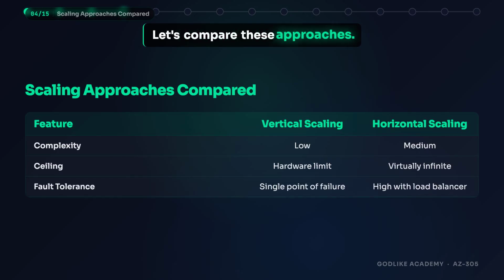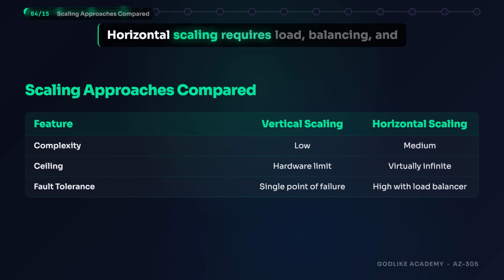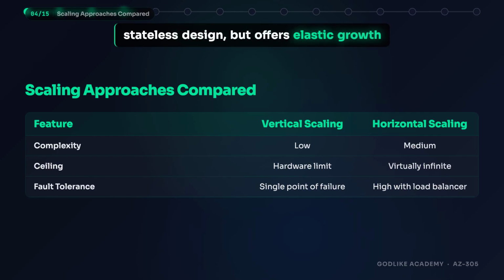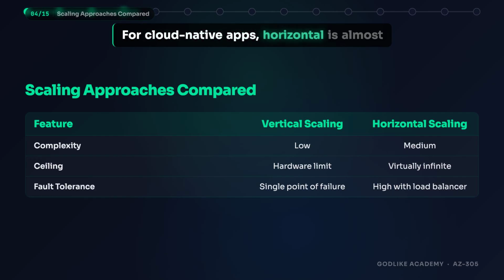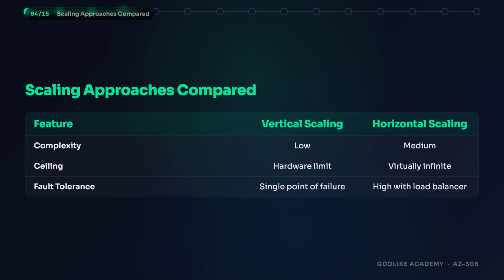Let's compare these approaches. Vertical scaling is simpler to implement, but hits a hardware ceiling and risks downtime during upgrades. Horizontal scaling requires load balancing and stateless design, but offers elastic growth and high availability. For cloud-native apps, horizontal is almost always the target.